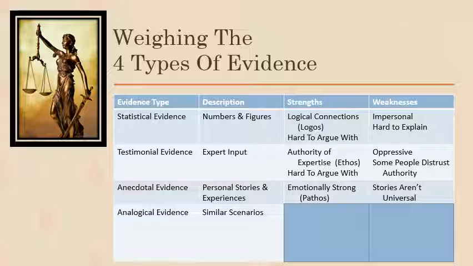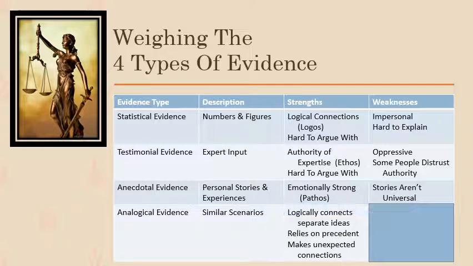It's creating or referencing a similar scenario. In the case of an argument, you're not using a metaphor, you're using another real life example that's similar to the argument that you're making. So the strength of this is that there's a logical connection that connects two separate ideas. It also relies on precedent. So what that means is that you're saying, well, a similar thing has happened in the past, and so here's why it applies to my argument.